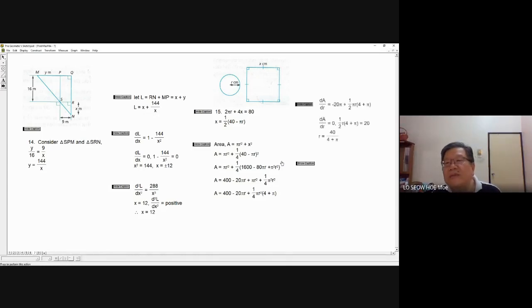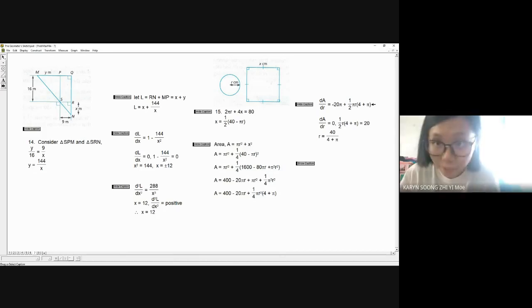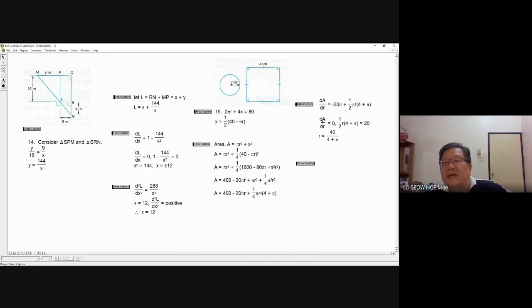Okay, so how do you do it? When you differentiate 400, you get 0. Differentiate R, you get negative 20 pi. Differentiate R squared, you get 2R, and it will cancel with the 4. So you are left with this. So the next part, you want to put dA over dR equals to 0. You equate this one to 0 and try to find R.